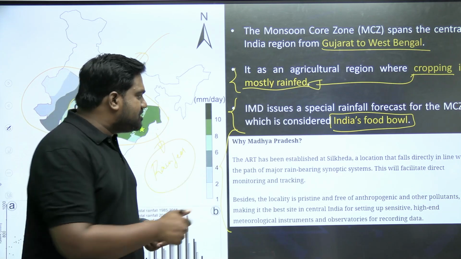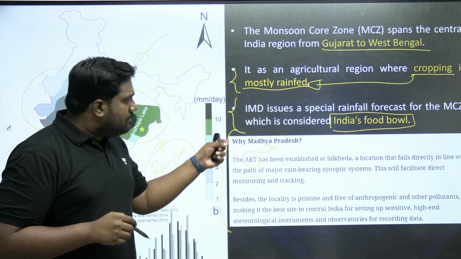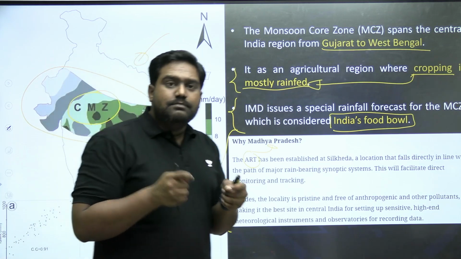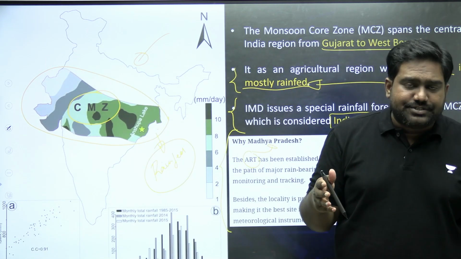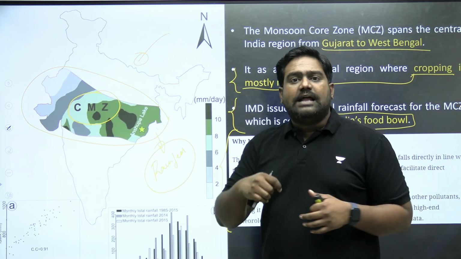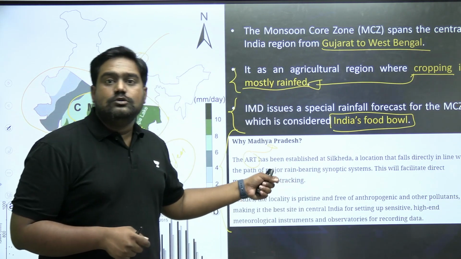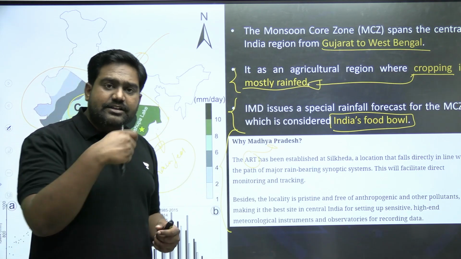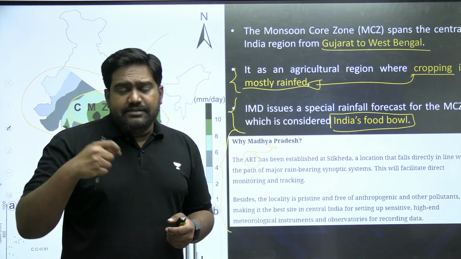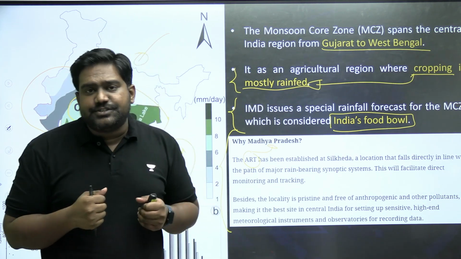So the Atmospheric Research Testbed has been strategically established in Madhya Pradesh because it is right in the middle of the core monsoon zone, and there are no disturbances, be it pollution or other anthropogenic activities, which could interfere with the monsoon prediction. So it will help the Ministry of Earth Sciences, the Indian Institute of Tropical Meteorology, and even IMD to provide more accurate forecasts in the coming days.